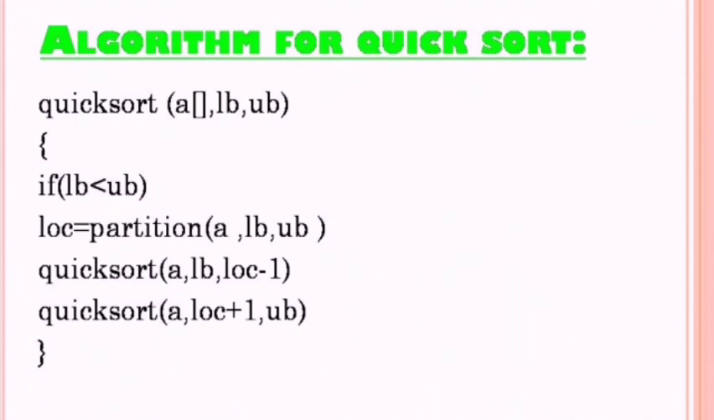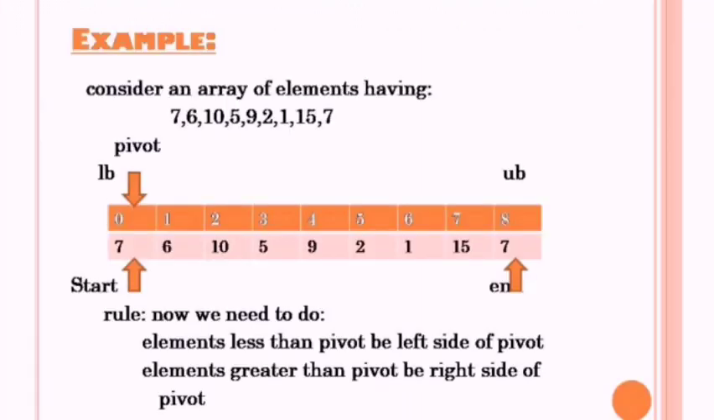Okay, let's get into the example. Here I have considered an array of elements having 7, 6, 10, 5, 9, 2, 1, 15, 7. You can see here I have taken them in the box. Here 0, 1, 2, 3 are the array indexes, and 7, 6, 10 are the array elements. The main rule to follow is elements less than pivot be left side of pivot, elements greater than pivot be right side of the pivot.